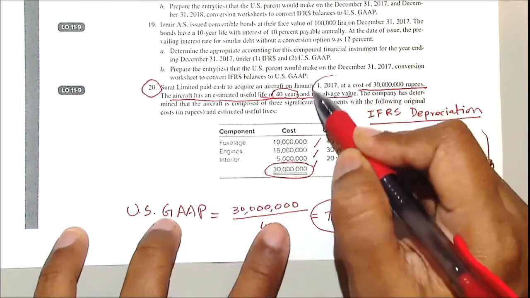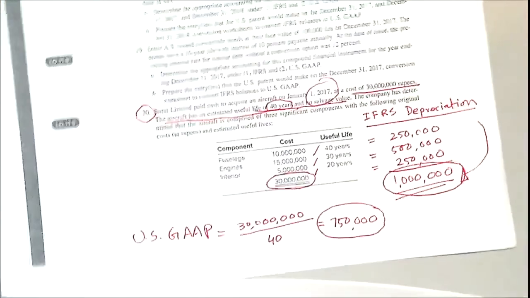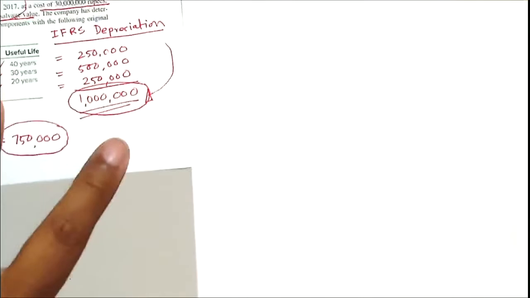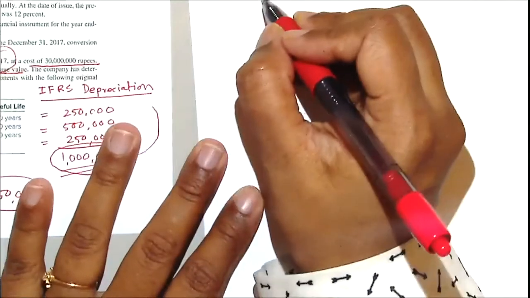So, they purchased it here in 2017. What should be the journal entries that the company will record? First you will do the journal entry for purchasing the asset. When you purchase the asset, what is the journal entry? I will do both methods, IFRS and GAAP. Not a huge difference. They purchased it on January 1st.